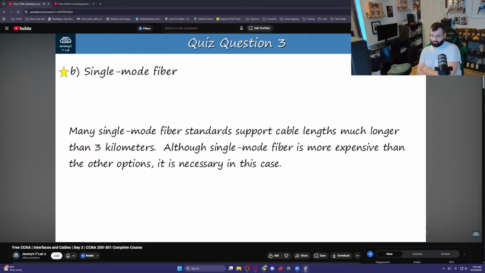Many single-mode fiber standards support cable lengths much longer than 3 kilometers. Although single-mode fiber is more expensive than the other options, it is necessary in this case. So B, single-mode fiber, is the best answer.